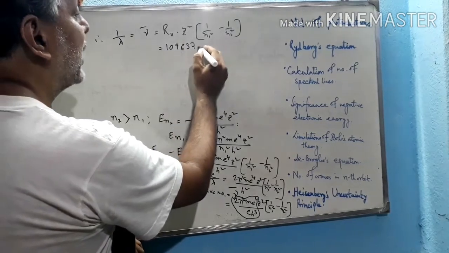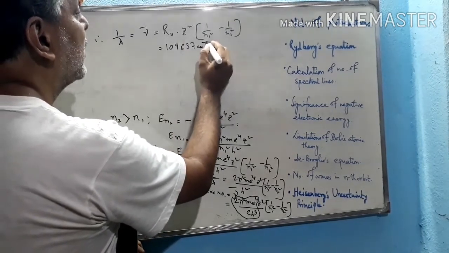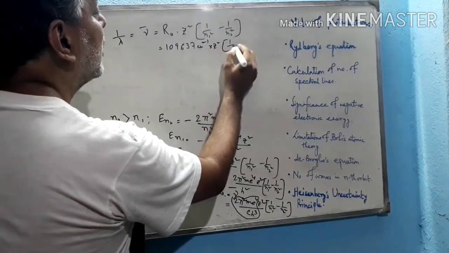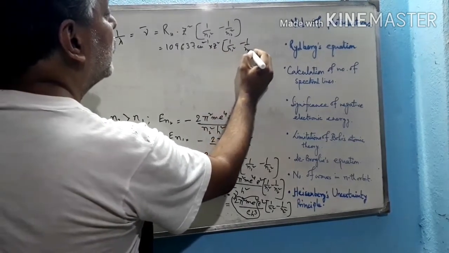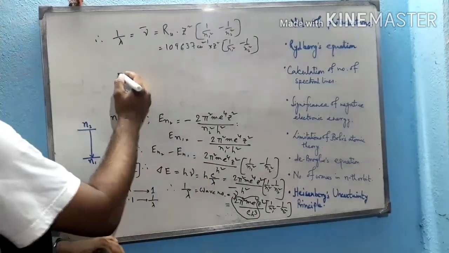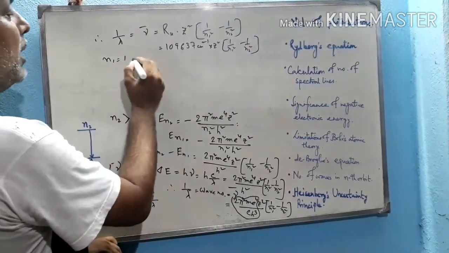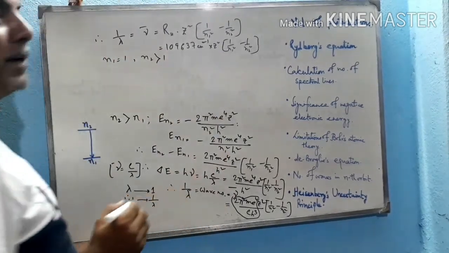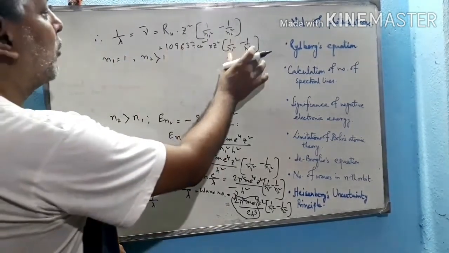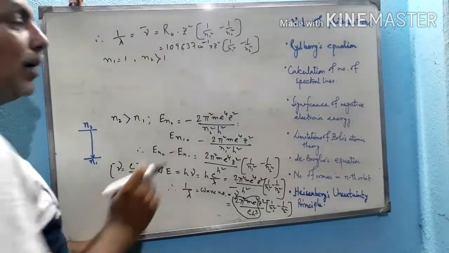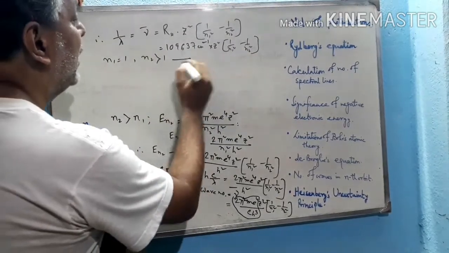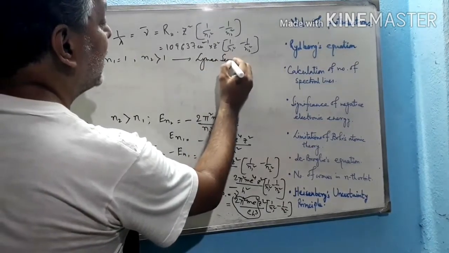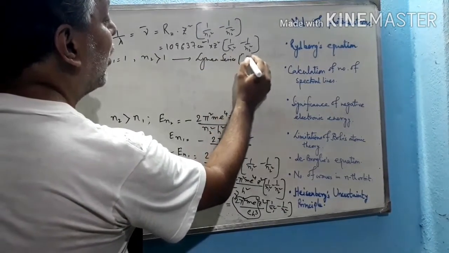109637 centimeter inverse, into Z square, 1 by n1 square minus 1 by n2 square. Now whenever n1 equals 1 and n2 is greater than 1, a series of spectral lines is obtained, because for this equation we get different lambda values. That series is known as the Lyman series, which lies in the ultraviolet region.